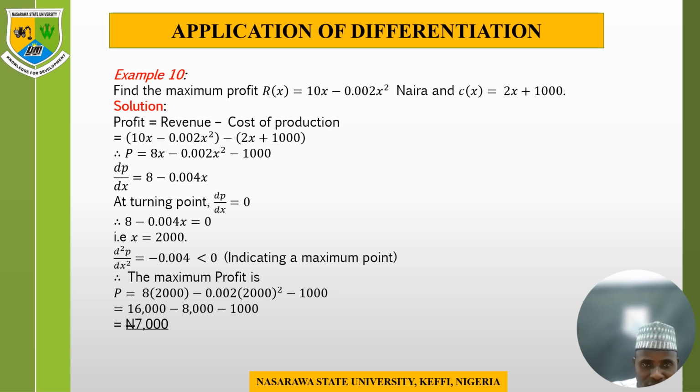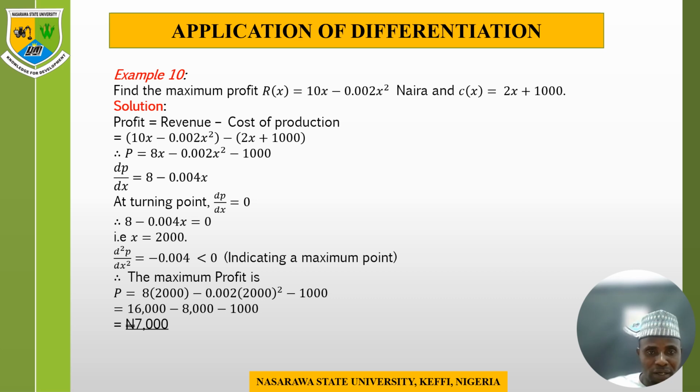When you simplify that by collecting like terms, we have the profit defined to be this. But for us to find the maximum profit, we know that for a maximum or a minimum point, as we discussed earlier, you differentiate that function and equate it to 0 and solve for the value of x. So with that same idea, our profit is P equals 8x minus 0.002x squared minus 1,000. When you differentiate this function, we have this.